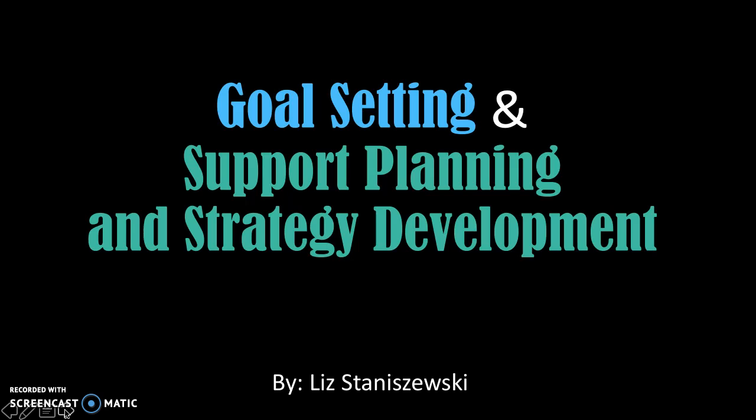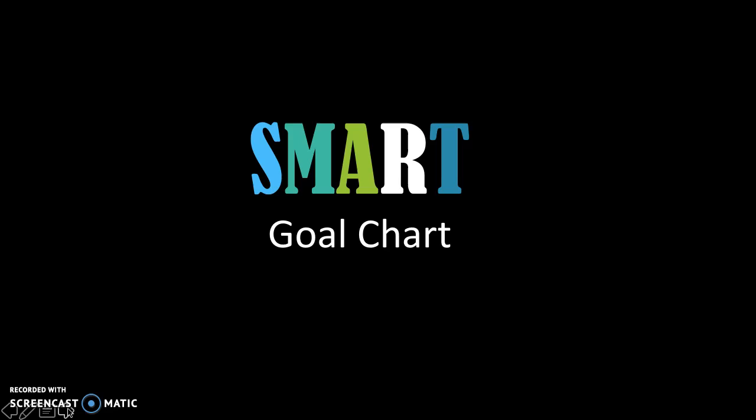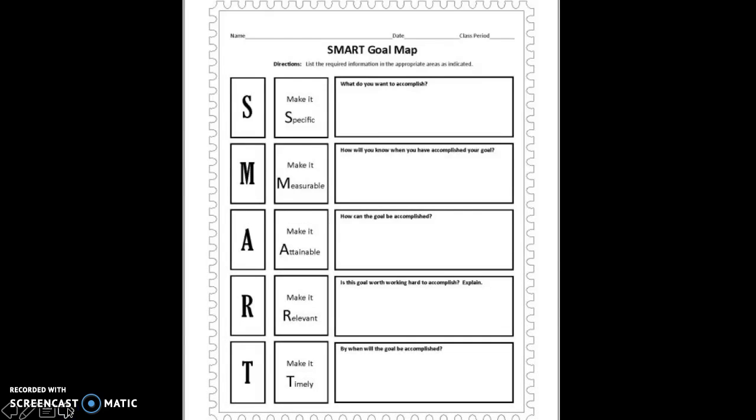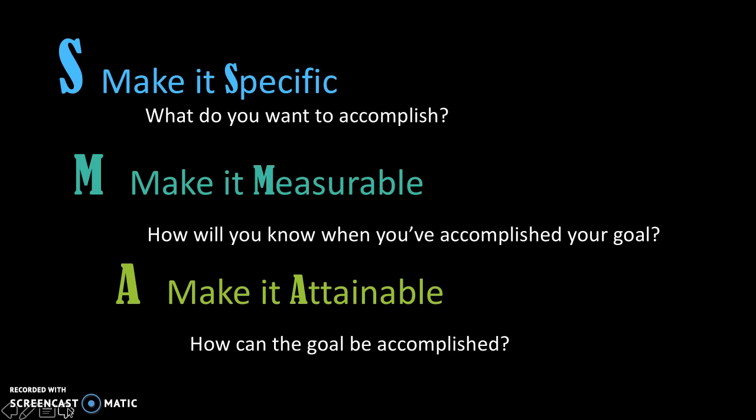These can be done as a whole class, or an individual can make their own goals. So I found a SMART goal chart online. What's really cool about this is that it actually breaks down a goal into steps. So S is make it specific. So what do you specifically want to accomplish with this goal? M, make it measurable. How do you know when it's going to be accomplished?